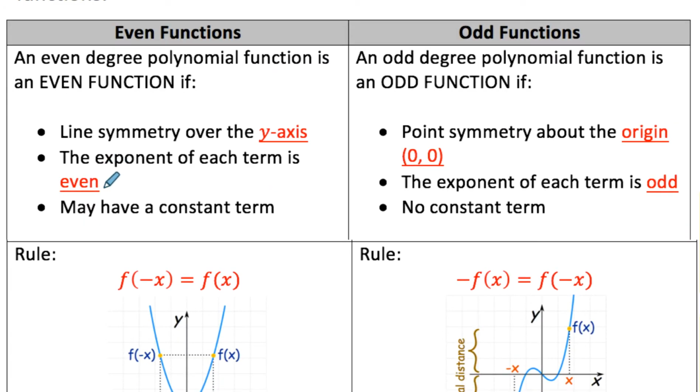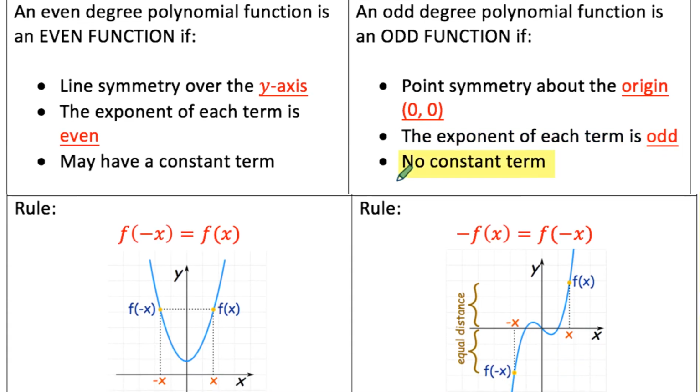Now let's talk about odd functions. An odd degree polynomial function is an odd function if the following conditions are met. It has point symmetry at the origin, so it has to have point symmetry, and that point symmetry has to be at the origin for an odd degree polynomial function to be considered an odd function. And that happens if in the equation of the function, every single term is odd degree. That means it can't have a constant term, because we consider constant terms to be even degree.